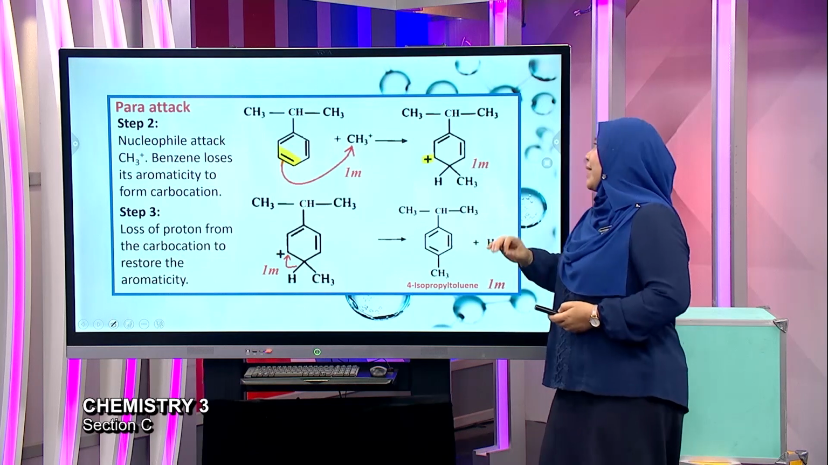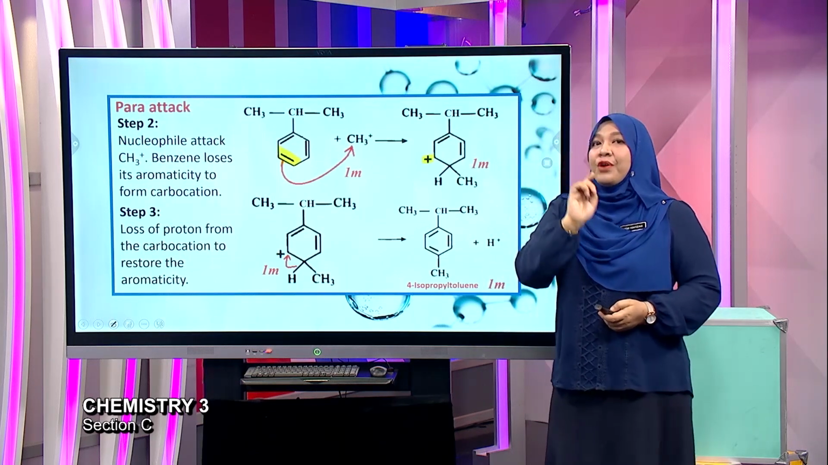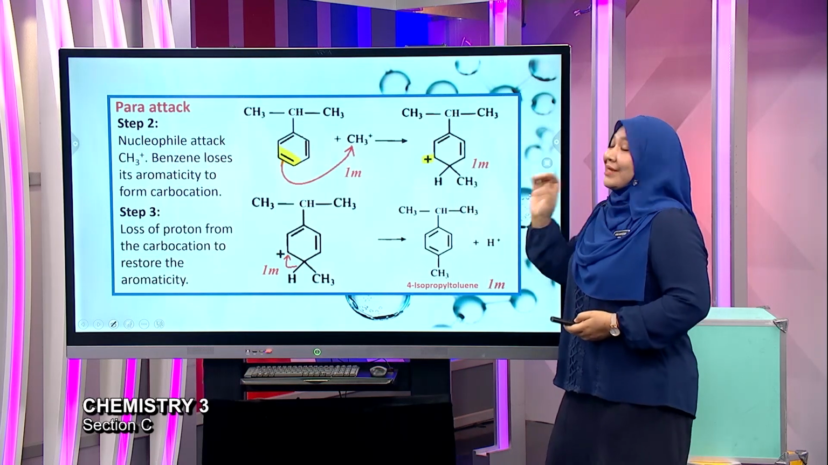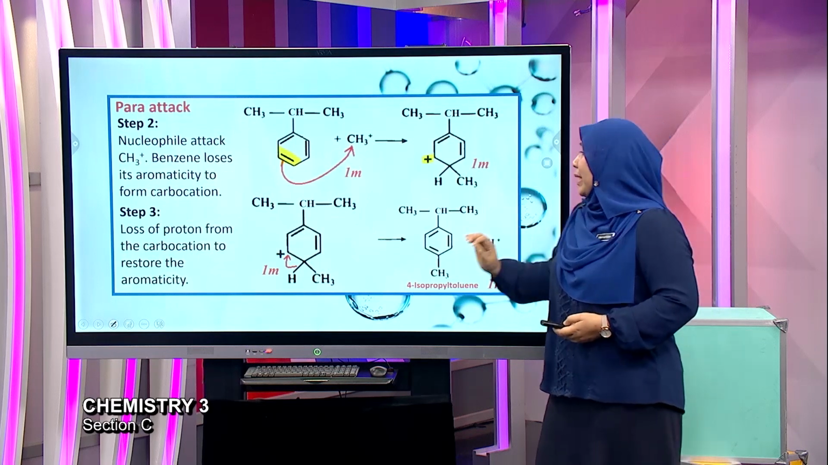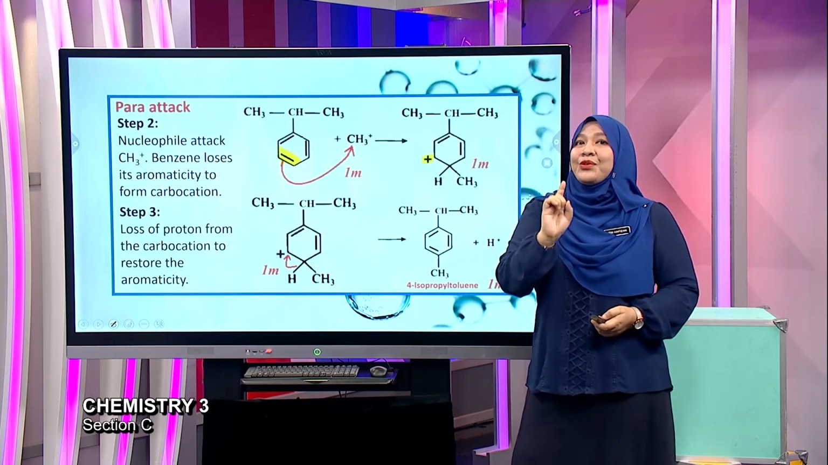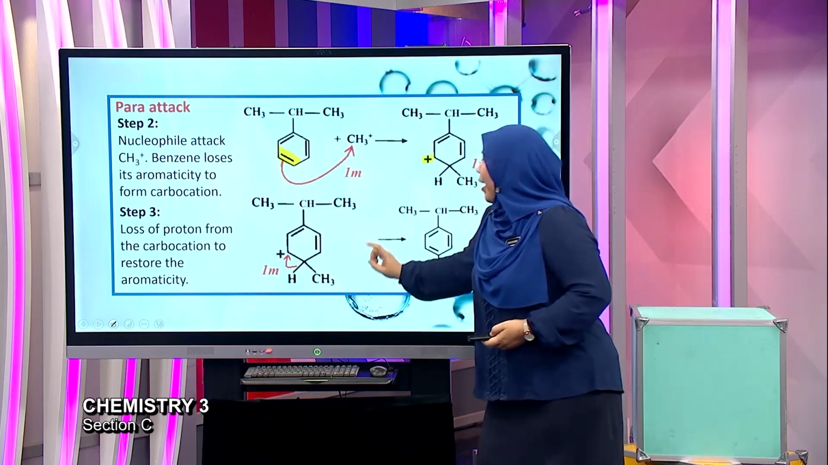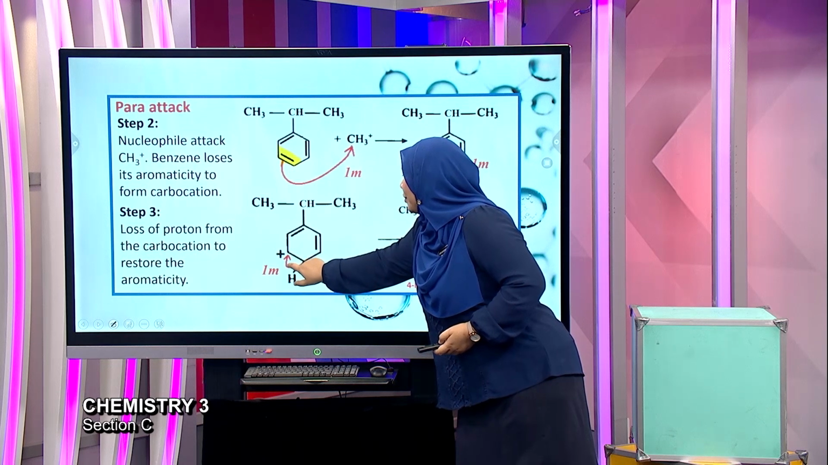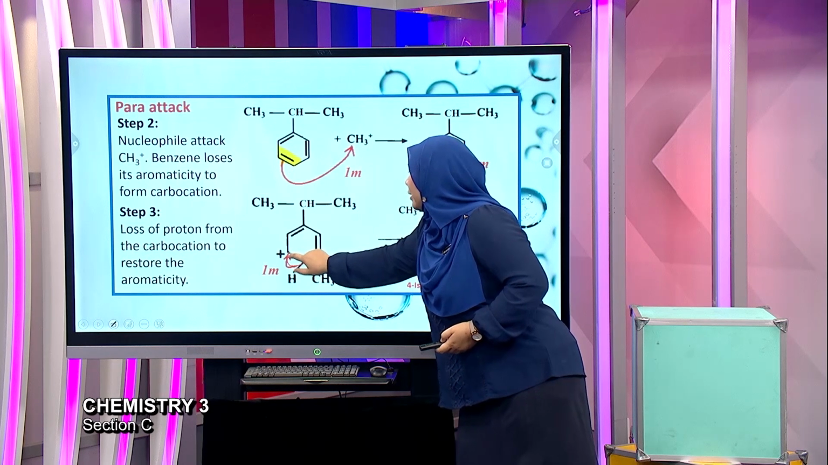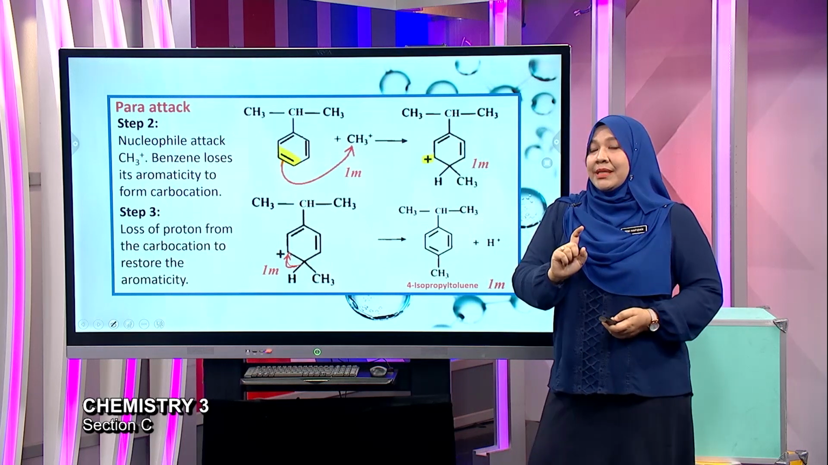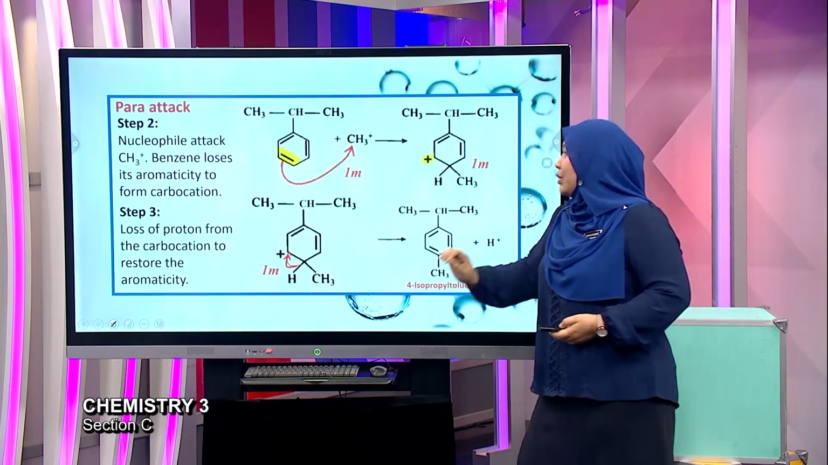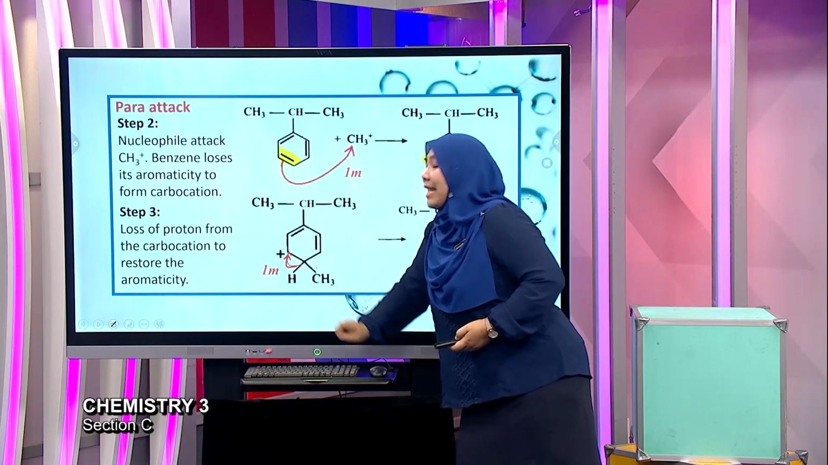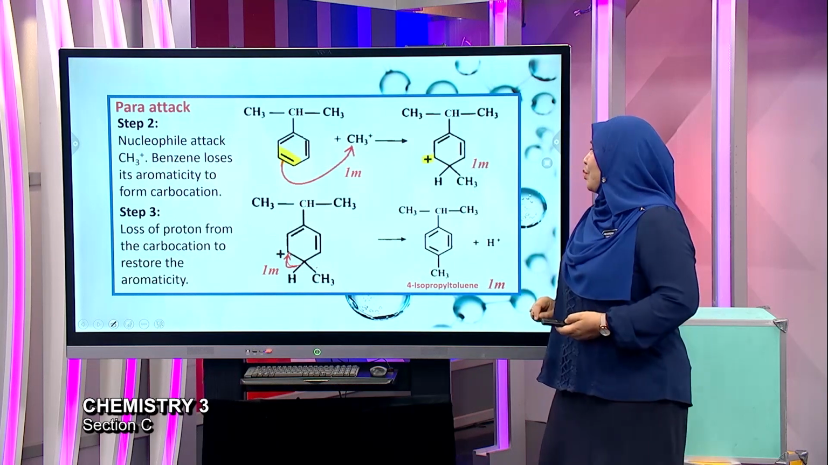And then next mark you will get is when you draw the correct structural formula of your carbocation. And then from the carbocation, you undergo the last step, which is deprotonation. Deprotonation here, again, you have to draw the correct arrow. So the correct arrow starts from the bond between the carbon and hydrogen going into the carbon. So that carbon, do not go the arrow into the positive sign. That is wrong. So you have to move the arrow into the carbon, which will give you 1 mark.